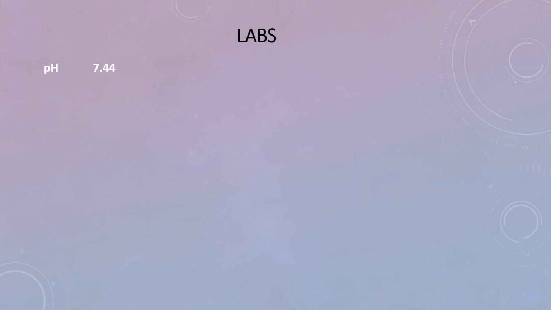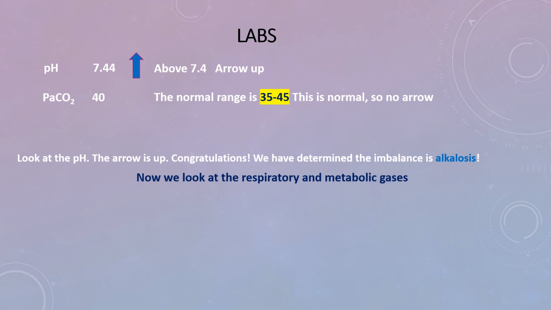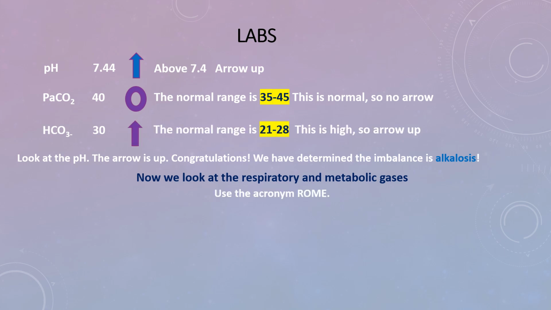Let's keep practicing. We have a pH of 7.44. This is above 7.4. Put an arrow up. Look at the pH. The arrow is up. Congratulations, we've determined the imbalance is alkalosis. Now we look at the respiratory and metabolic gases. The PaCO2 is 40. The normal range is 35 to 45, so 40 is normal, no arrow. HCO3 is 30. The normal range is 21 to 28, so 30 is high, so we put an arrow up.